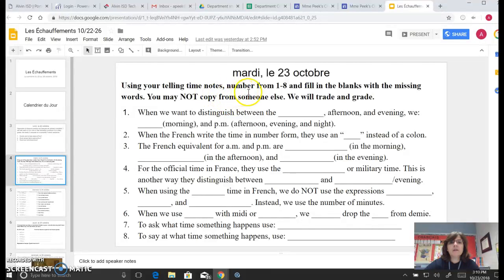And so using the telling time notes, you were to number from 1 to 8. This was on your page 42 of your notebook. And fill in the blanks with the missing words. You may not copy from someone else. We will trade and grade. We ended up not trading and grading.